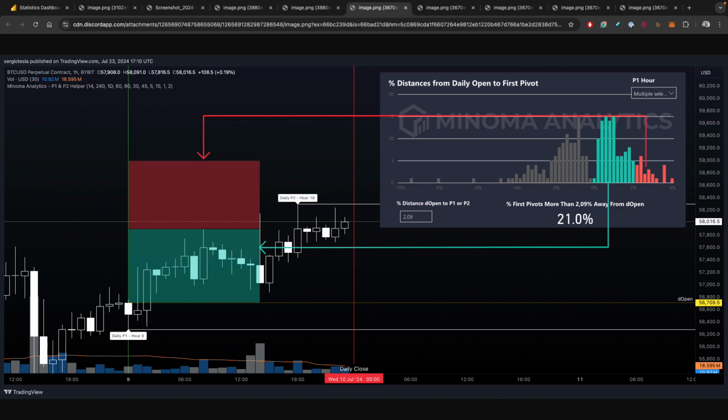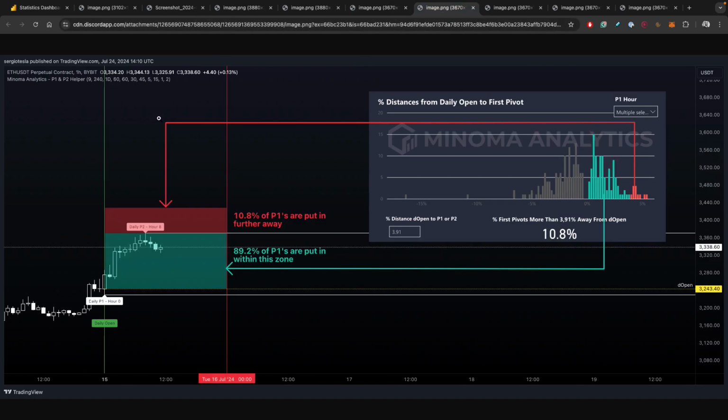So let's go on to the next example. I think I have an example of ETH here. Yeah, there we go. So price put in a P2 3.91% from daily open, so above it, right? We can see P2 3.91% above daily open.